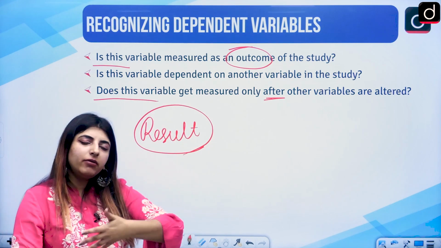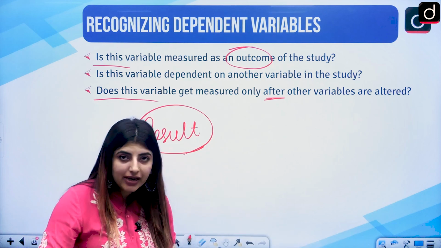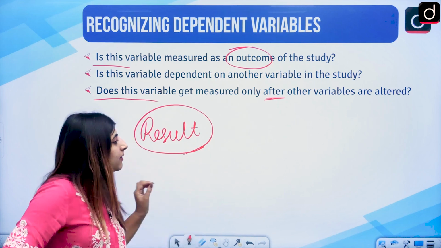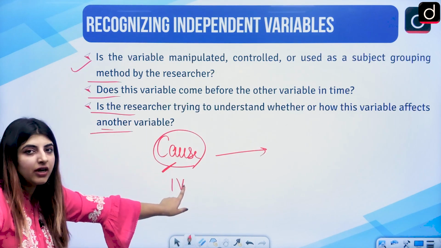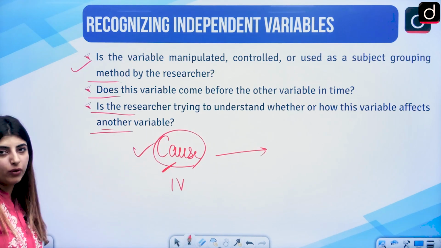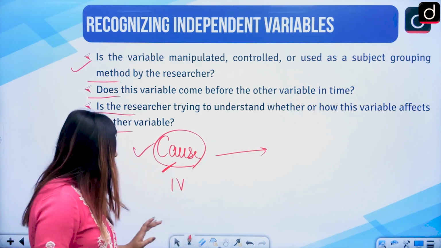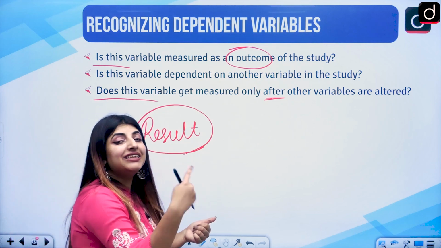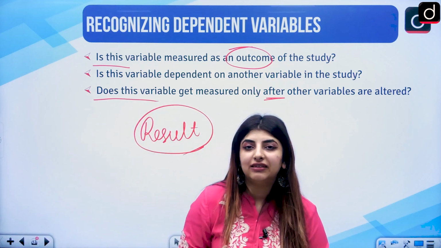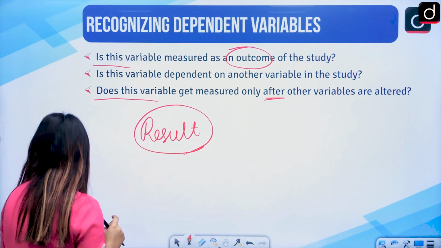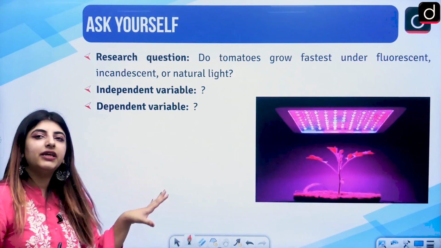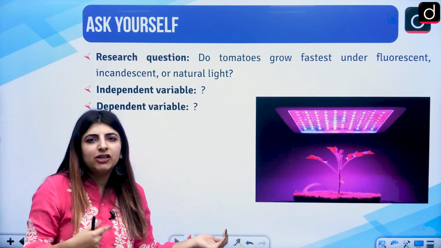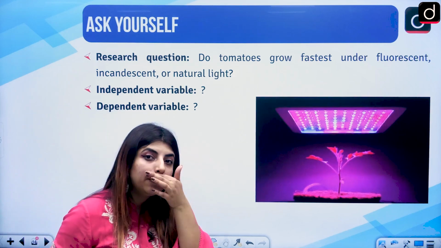We'll be talking about other variables in some other video as well, but here if I'm talking about the dependent variable, in the previous slide with this question, we needed to have the cause beforehand, correct? But here we are going to see if other variables are altered, am I seeing a change in the result? Is there any change in the result? Now, these are certain questions that I have brought forth for you to recognize or identify the types of variables which are there.